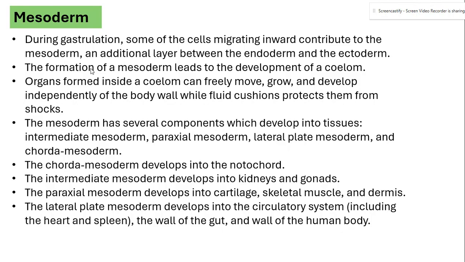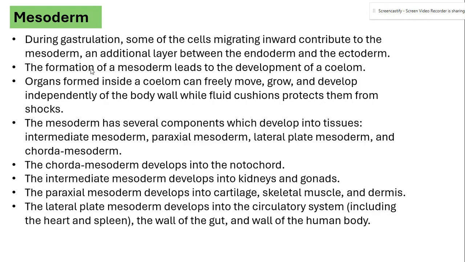Mesoderm has several components which develop into tissues: intermediate meso, paraxial meso, lateral plate meso, and chorda meso. The chorda meso develops into a notochord, right? We saw there was a notochord formation. Intermediate mesoderm develops into kidneys and gonads. Paraxial mesoderm develops into cartilage, skeletal muscle, and the dermis. Lateral plate mesoderm develops into the circulatory system, including the heart and the spleen, the wall of the gut, and the wall of the human body. So we actually saw the gut's formation, right?